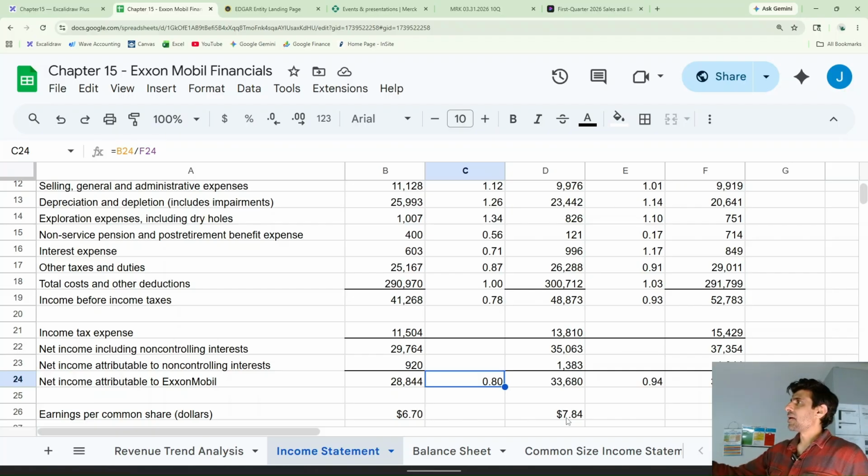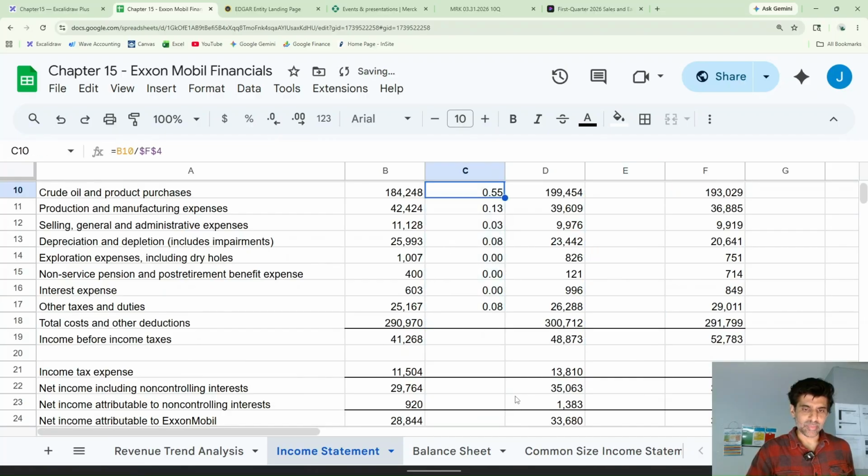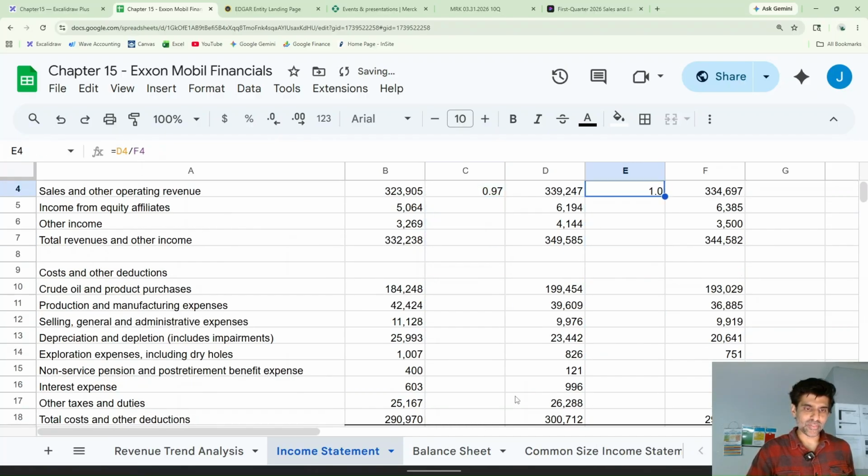So this horizontal analysis you don't have to just do for revenue. You can do it for any of the accounts that you care about. We can also do something that is maybe more informative.